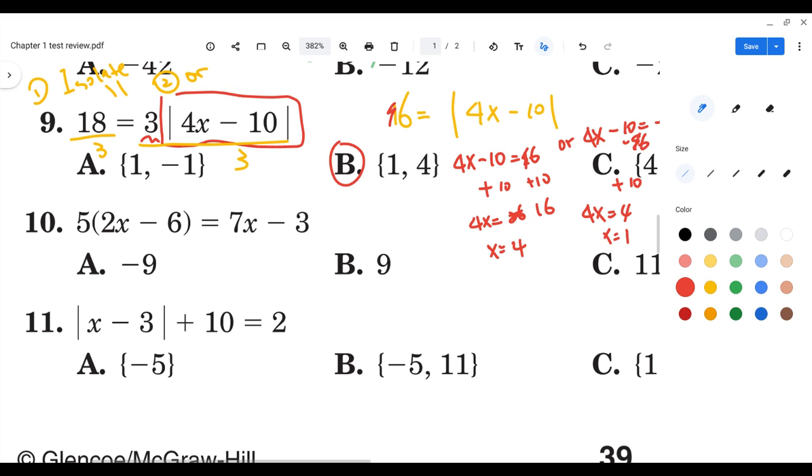Next question, straightforward. Distribute, then x on one side, number on the other side, you solve for x.